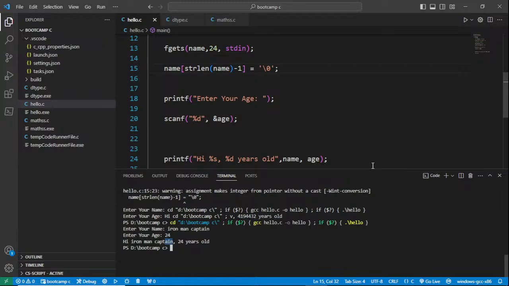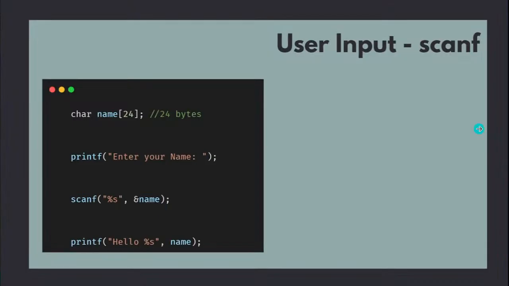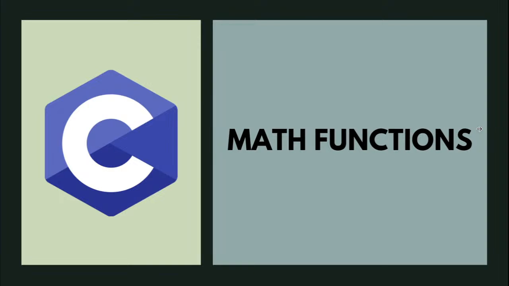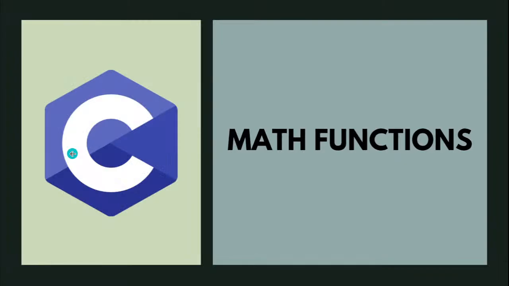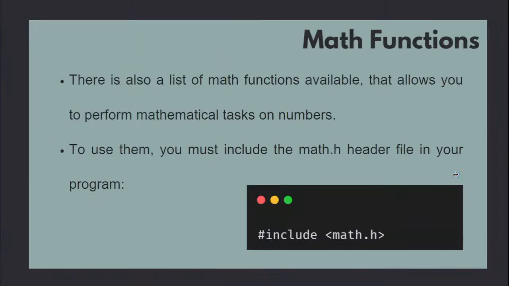So that's all with user input. Then going into the next one, which is going to be math functions. I have a property for this, so I'll use that and swipe it quickly. Math functions means you are using functions like string length, which are predefined, already written code. You can directly call and use it and get benefited from it.